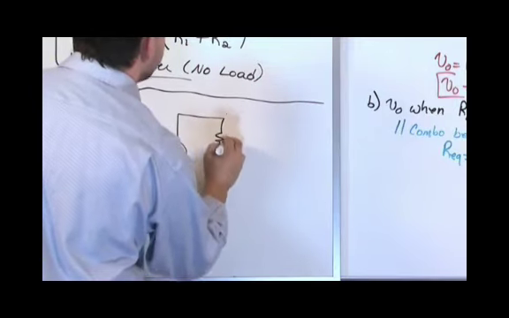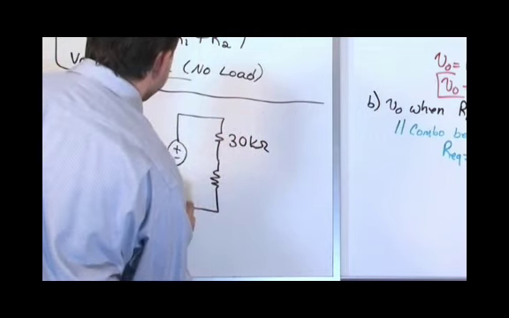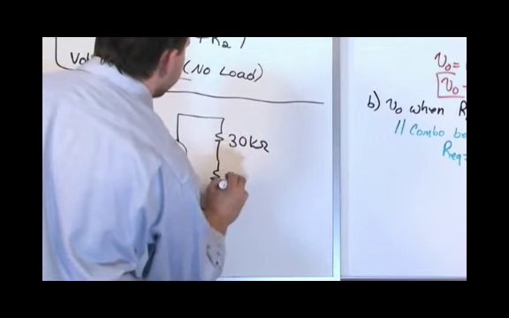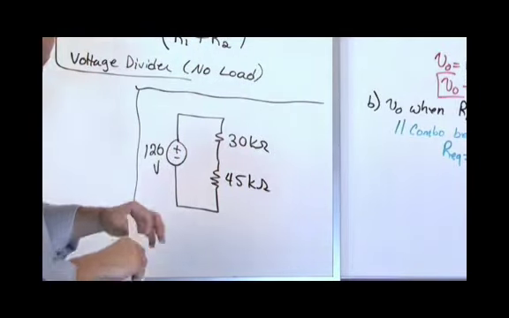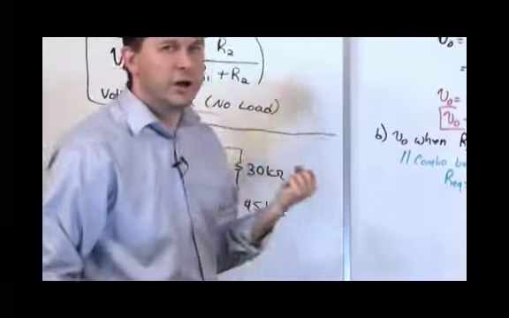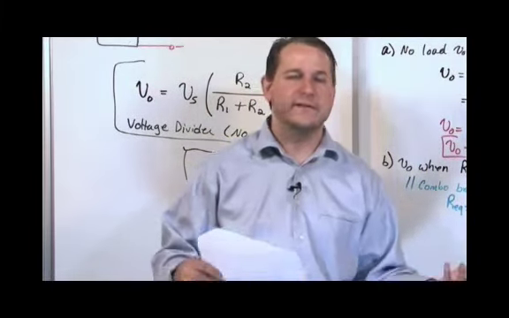Top resistor is 30 kilo ohms. The bottom resistor now becomes, what did I say, 45 kilo ohms. The reason it looks like this now is because I've hooked up the load. We've altered the circuit. It's no longer the same.